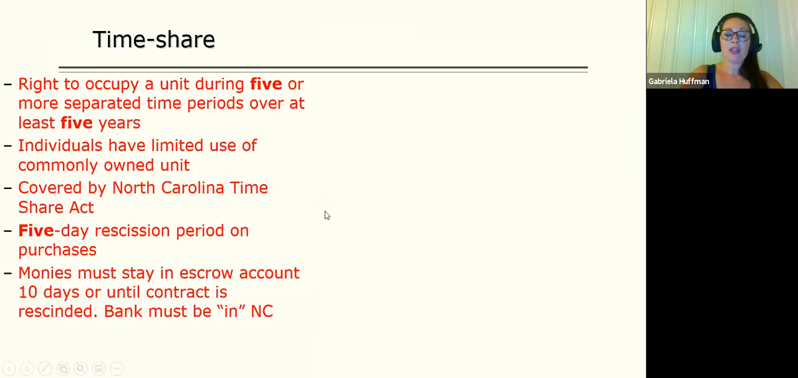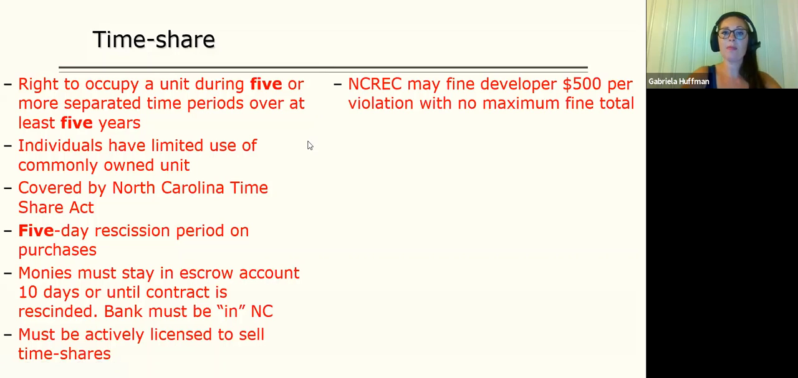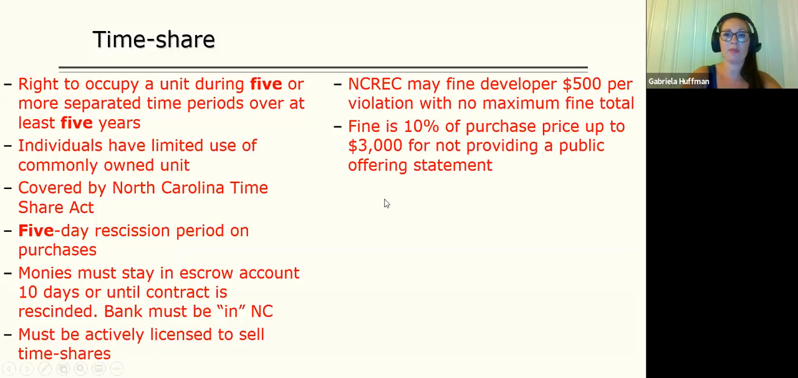Any money held in escrow must be held for 10 days. And the bank that's holding the money in escrow must be physically located in North Carolina. In order to sell timeshares in North Carolina, you must have an active real estate license. Timeshare developers that do not abide by the Timeshare Act can be fined $500 per violation.